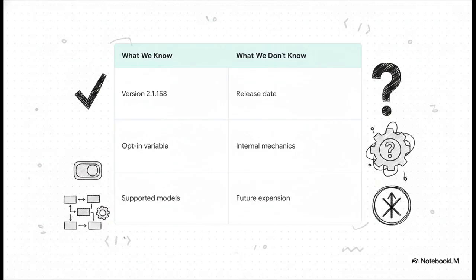Let's map this out. On one side, we have our confirmed facts. We know the version number. We know it's a super simple environment variable opt-in, and we know exactly which platforms and models get the goods. But over on the other side, some pretty big unknowns. For starters, we don't have a calendar release date. The changelog literally only gives us the version number. We also don't get any deep technical breakdowns on the internal mechanics of how auto mode is executing under the hood here. And maybe most importantly for future planning, there is zero indication if or when the support is going to expand to other models or platforms.